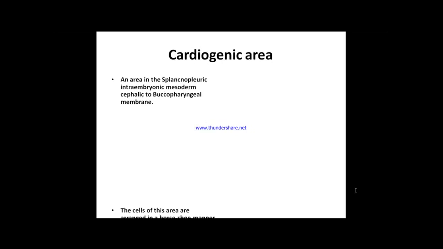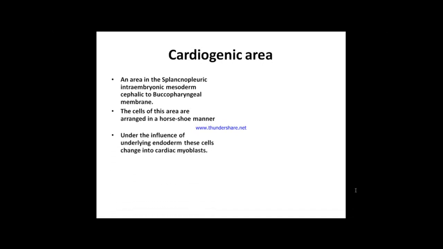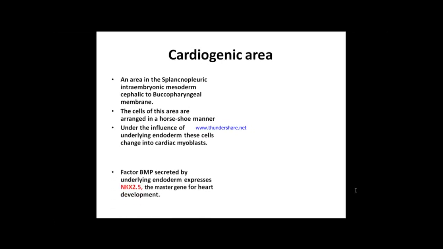So let us see what this cardiogenic area is. This is an area in the splanchnopleuric intraembryonic mesoderm, cephalic to the buccopharyngeal membrane. The cells of this area are arranged in a horseshoe-shaped manner, just below the summit of the coelom. Under the influence of the underlying endoderm, these cells change into cardiac myoblasts.